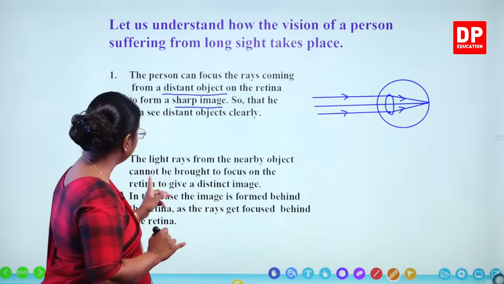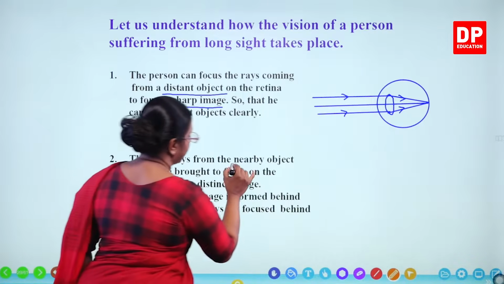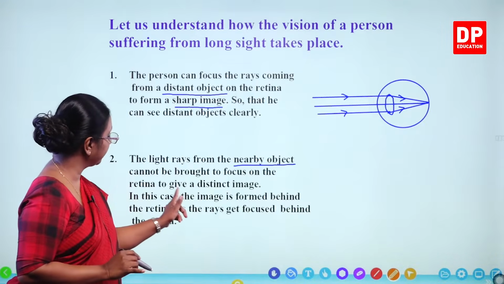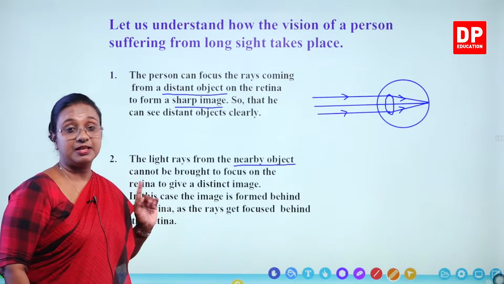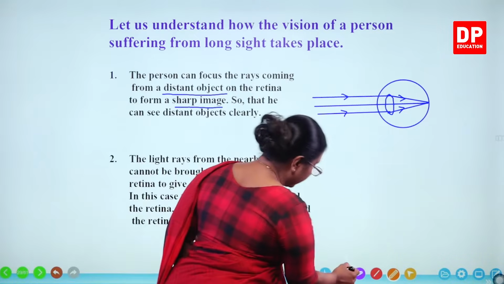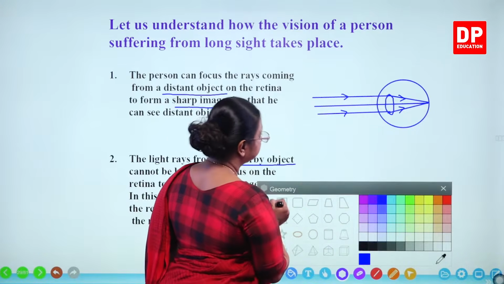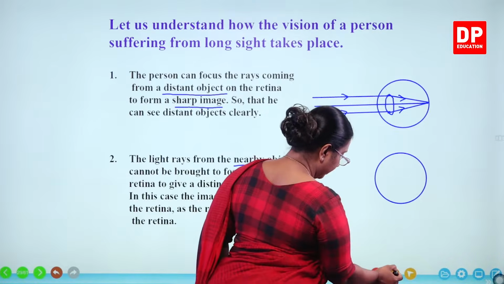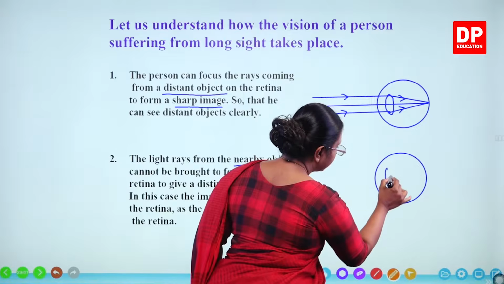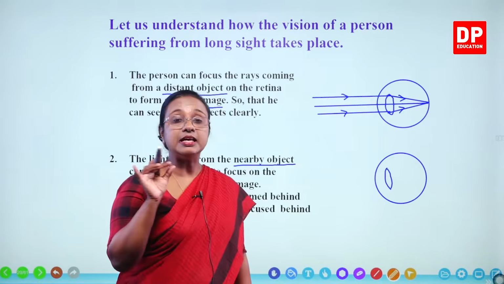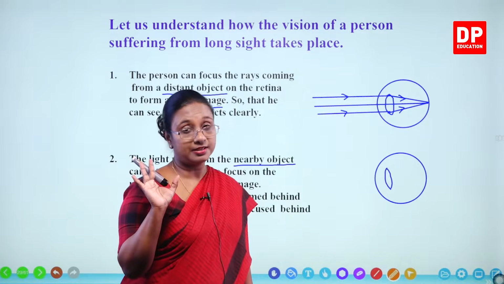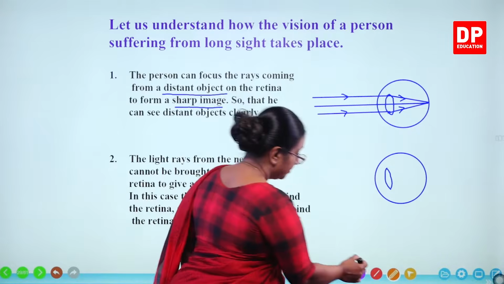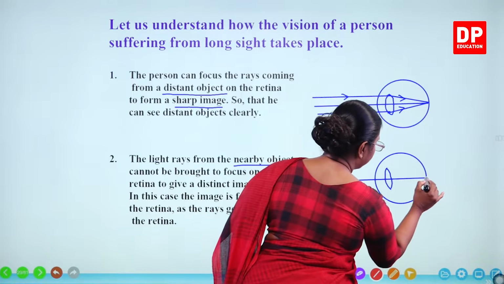But what happens when light rays come from a nearby object? Here, the nearby object cannot be brought to focus on the retina to give a distinct image. That is the problem. So, let's see how that happens. Here again, if we consider the eyeball and the lens, the eye cannot increase the curvature, or the eyeball can be too short. Both situations will lead to the same problem.